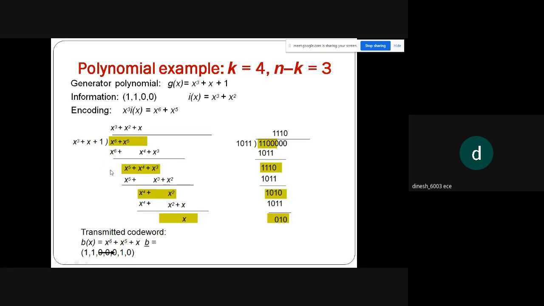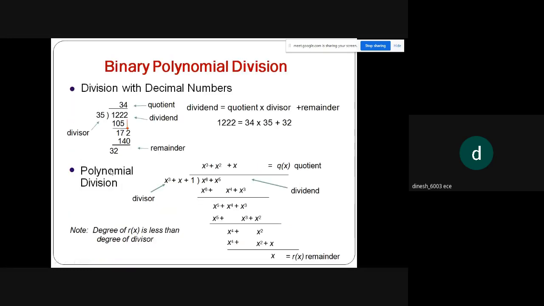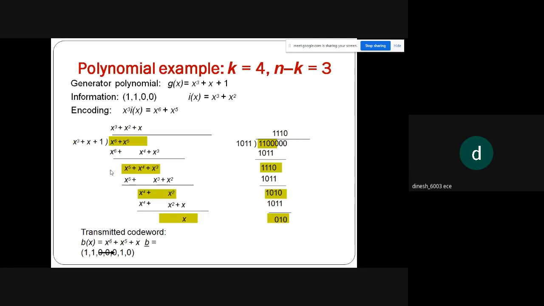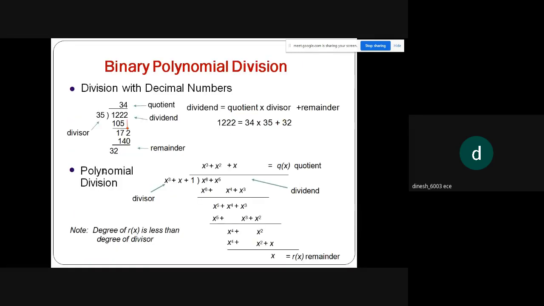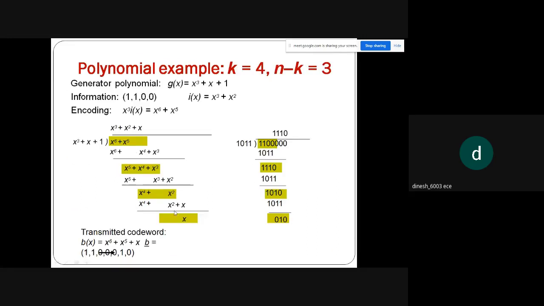I think this is the same problem that we have done earlier. Recall that x power 6 plus x power 5 is your encoding pattern, and x power 3 plus x plus 1 is your generator polynomial. So find the remainder, and we can easily find the transmitted code word. You can easily calculate the transmitted code word.